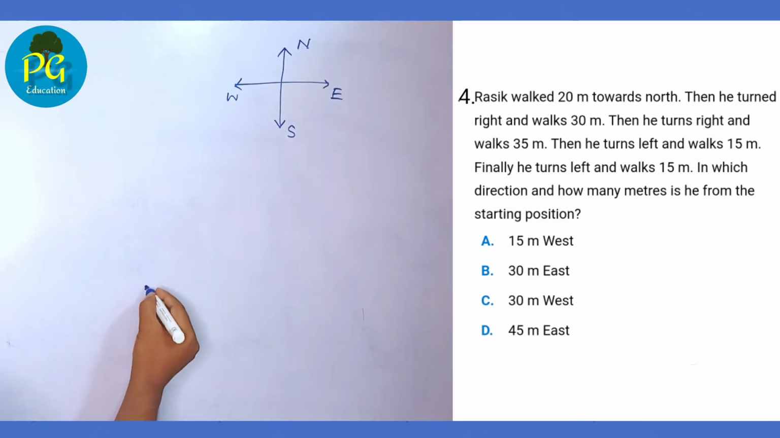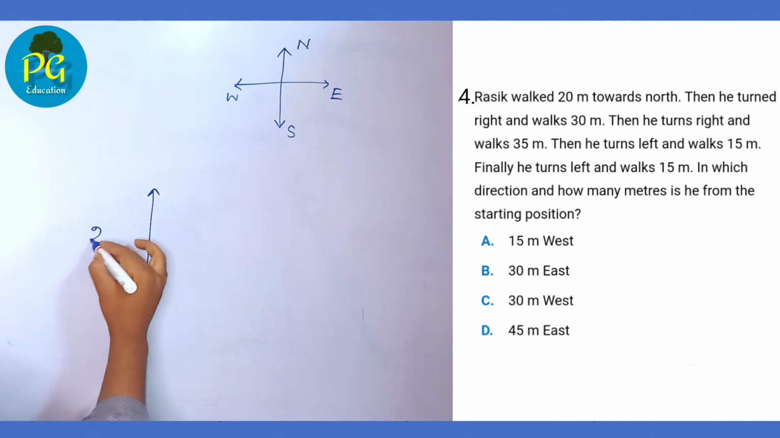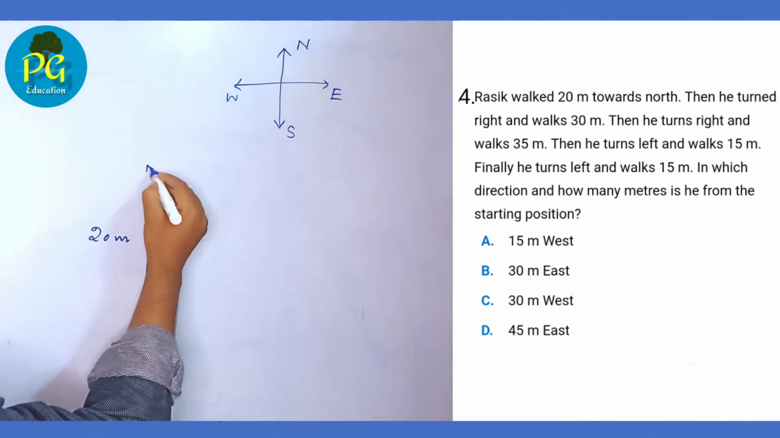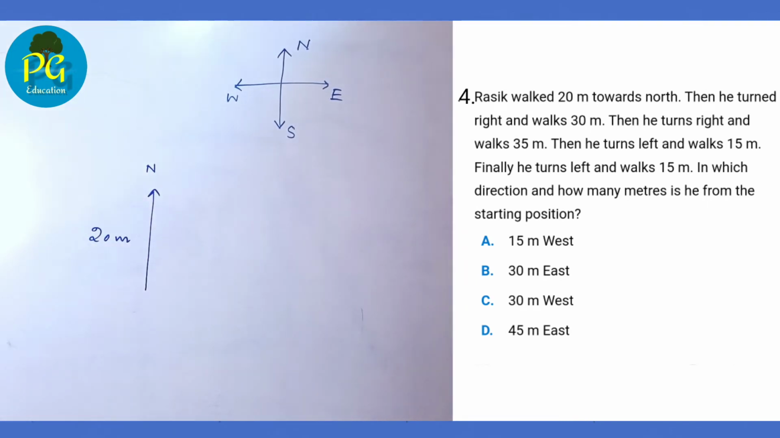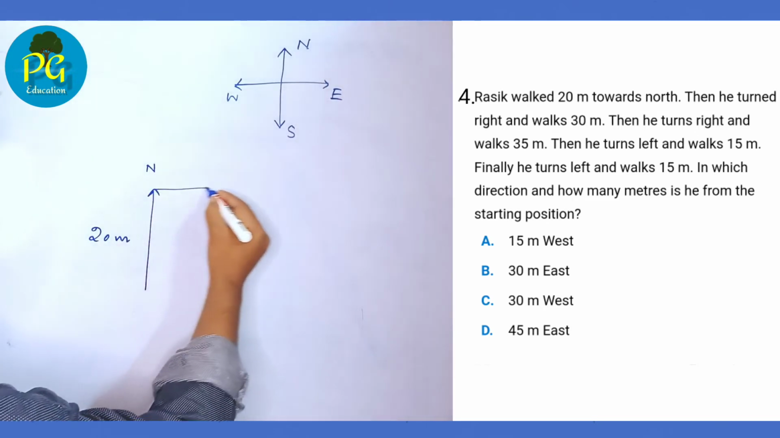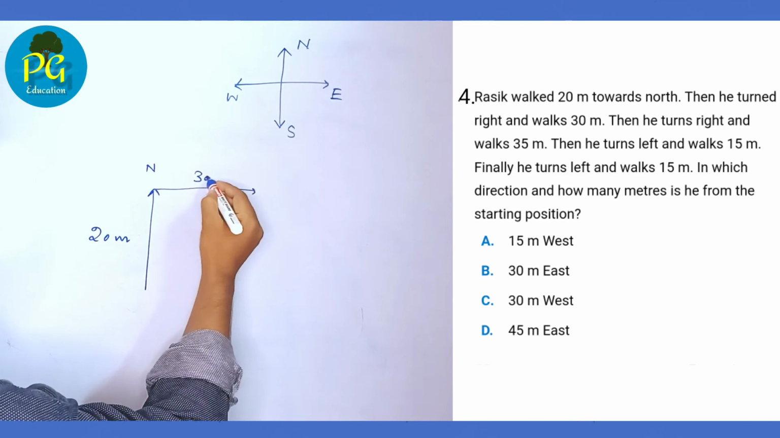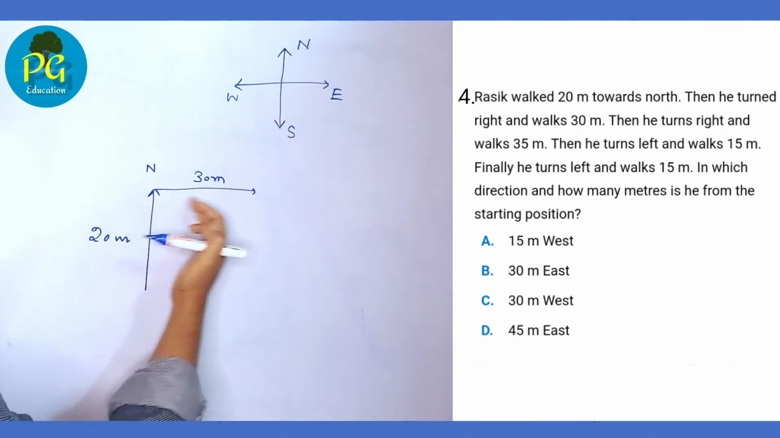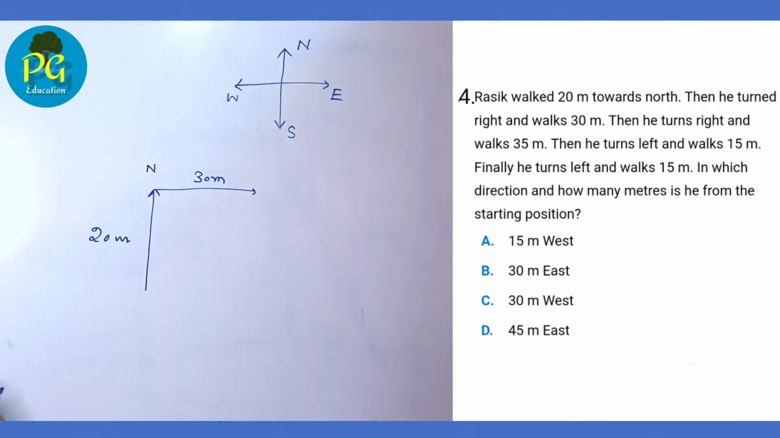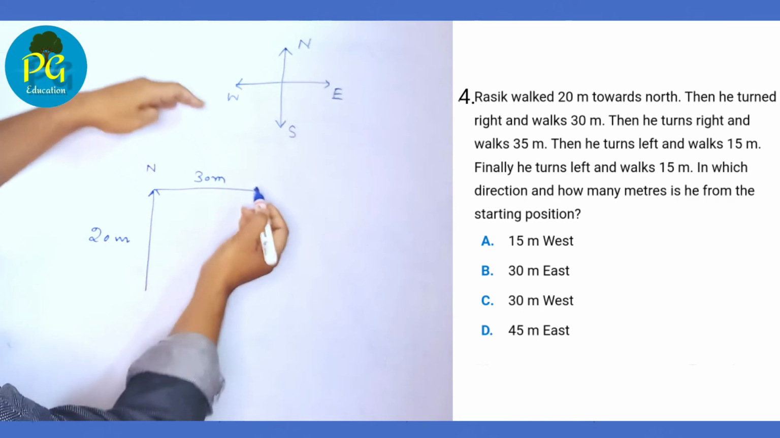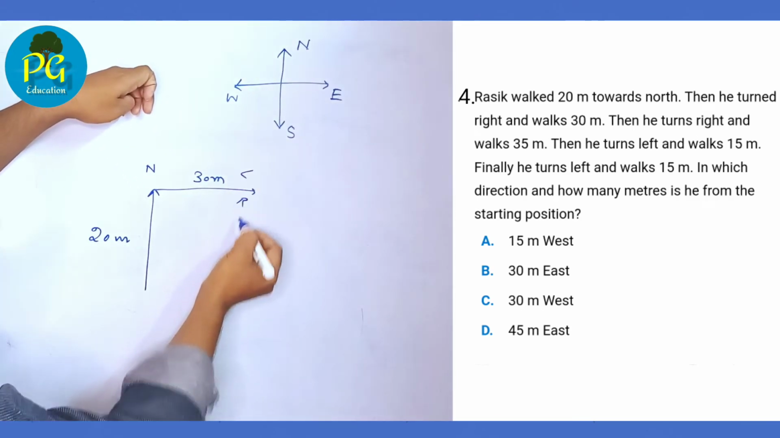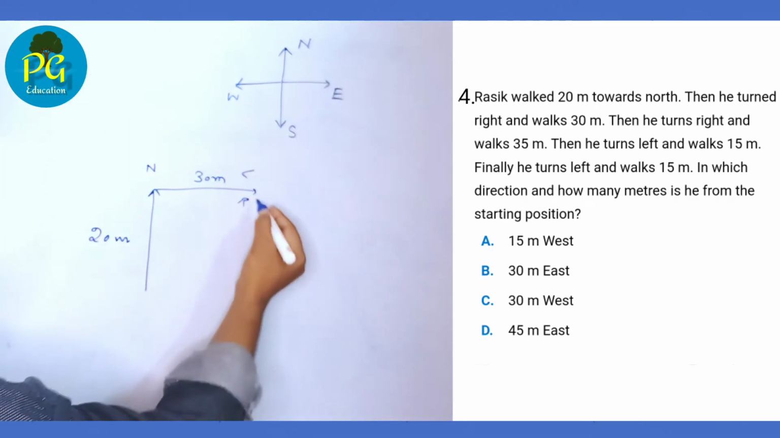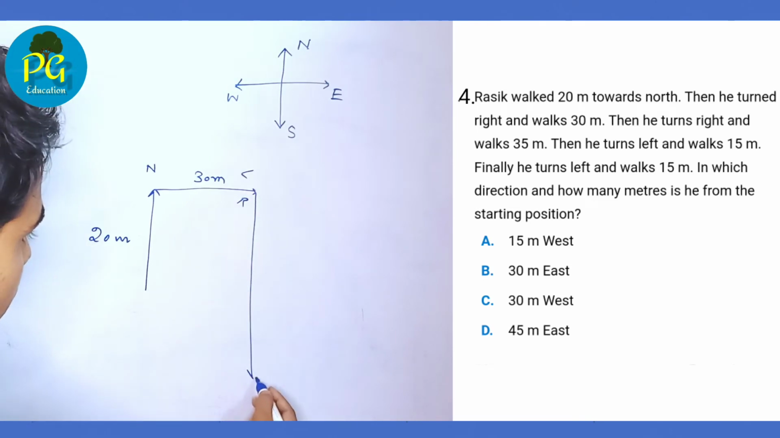Rashik walked 20 meter towards north. Okay, now he turned to his right and walked 30 meter. This is the left side of Rashik and this is the right side. So he walked 30 meter towards right side. Then he turned again to his right side. This is the left hand side and this is the right hand side. He turned towards his right and walked for 35 meter.